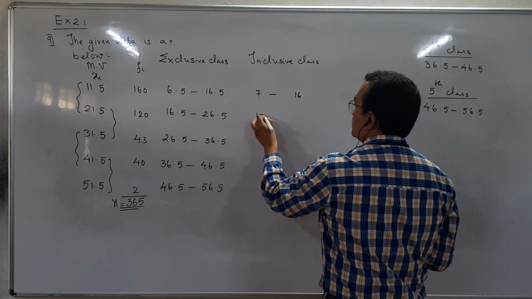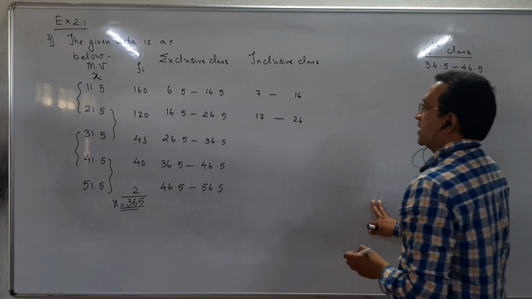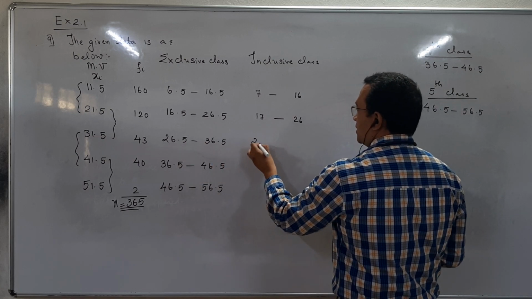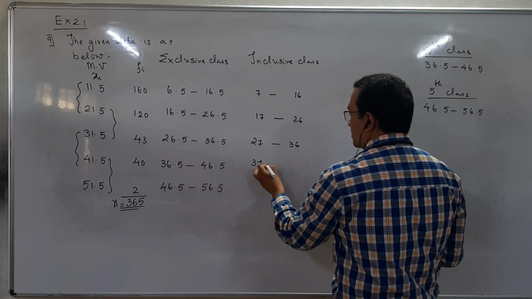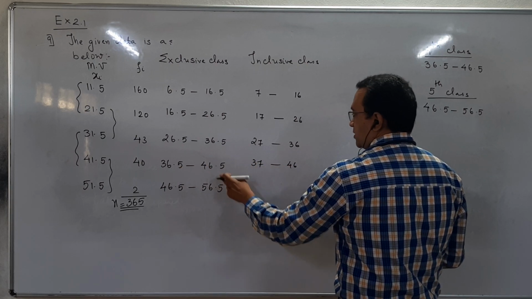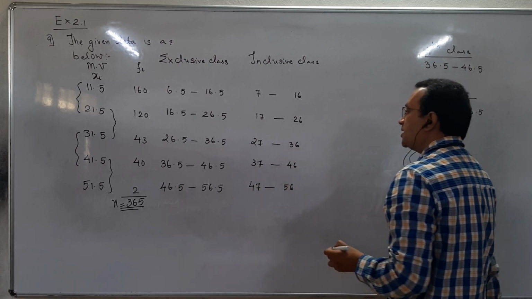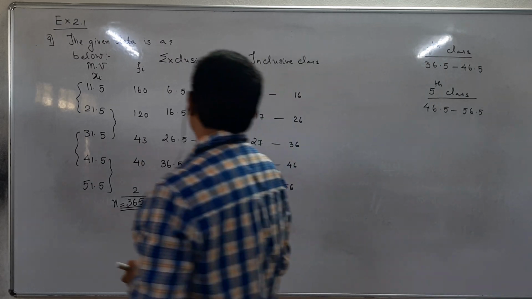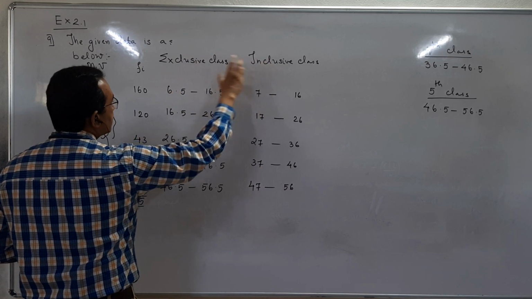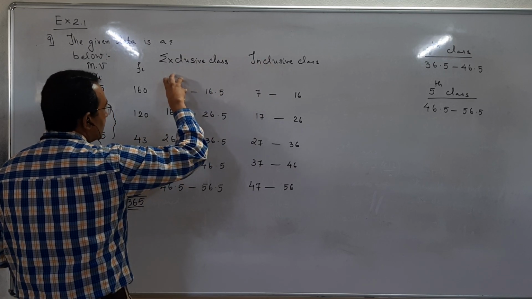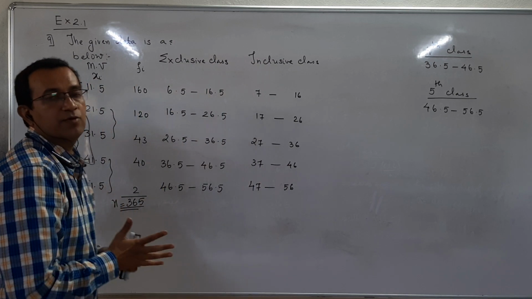Add 0.5. So 17. Subtract 0.5. So 26. Add 0.5. So 27. Subtract 0.5. 36. Add 0.5. 37. Subtract 0.5. 46. Add 0.5. 47. Subtract 0.5. 56. So remember, while converting exclusive classes to inclusive classes, add 0.5 to lower limit and subtract 0.5 from upper limit. This much we have to remember.